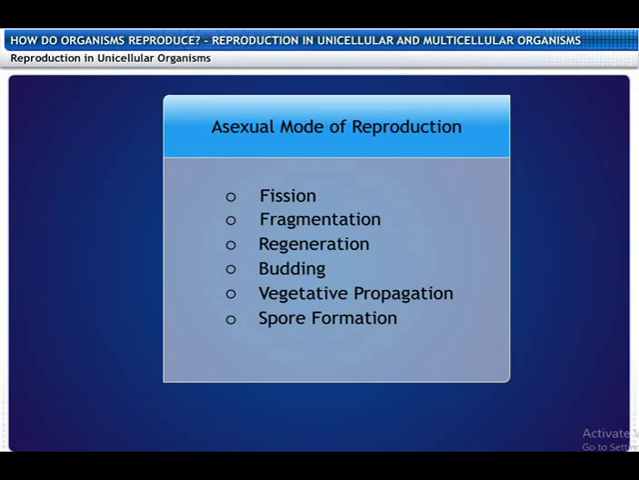fission, fragmentation, regeneration, budding, vegetative propagation, and spore formation.